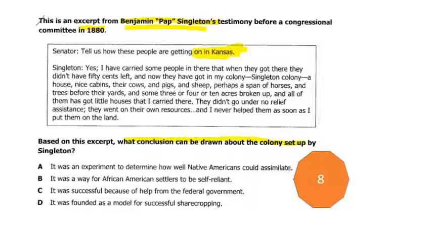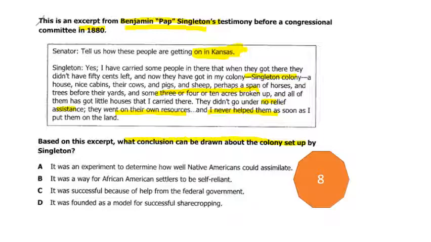And so he's talking about carrying people out west to the Singleton colony, house, cabins, pigs, sheep, 3, 4, or 10 acres. So these are people that are going out to become farmers. They didn't get any relief assistance. They went on their own resource. I never helped them. So based on this excerpt, what conclusion can be drawn about the colony set up by Singleton? Well, he didn't help them.